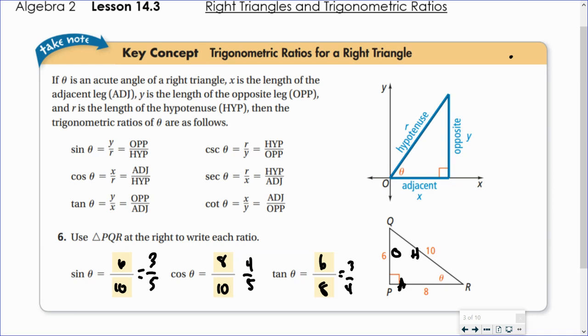I really stay with the big three. I really use those often. I keep going back and back to those. Once I know the big three, then it's not hard for me to come up with the secant, the cosecant, and the cotangent. It's easy to do.